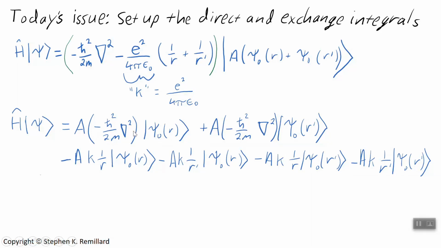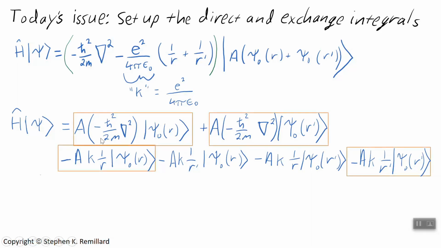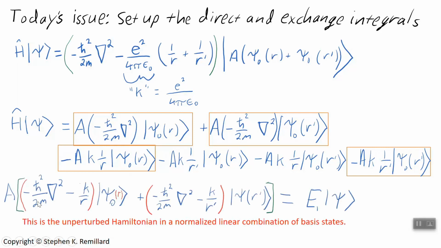I want to make an observation because this can be messy. I look at 4 of these 6 terms, and I recognize something. Do you see what I see? So the first 2 terms is the kinetic energy operator operating on the true wave function, and the second 2 terms is the potential energy acting on the true wave function. Altogether, they are the unperturbed Hamiltonian operating on the unperturbed eigenstate. So I have the unperturbed Hamiltonians written twice, acting on a linear combination of unperturbed ground states.